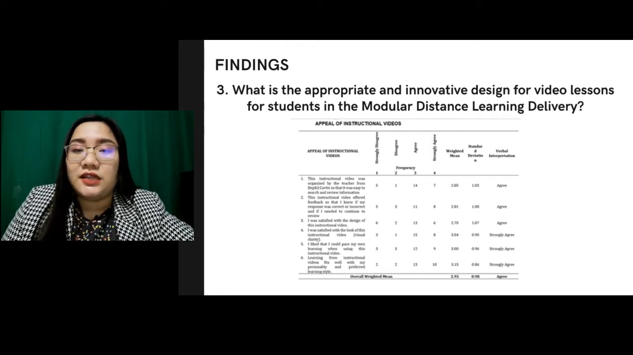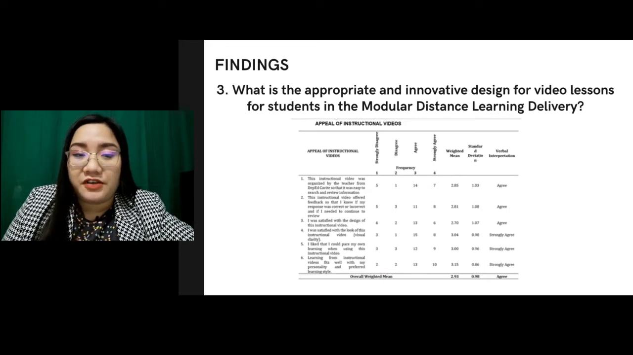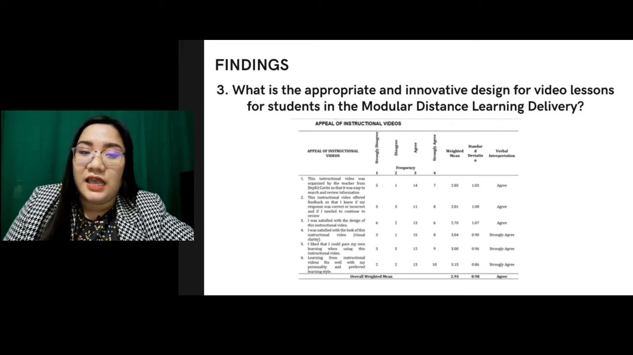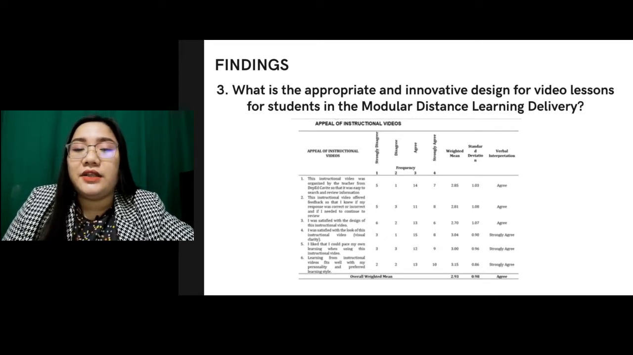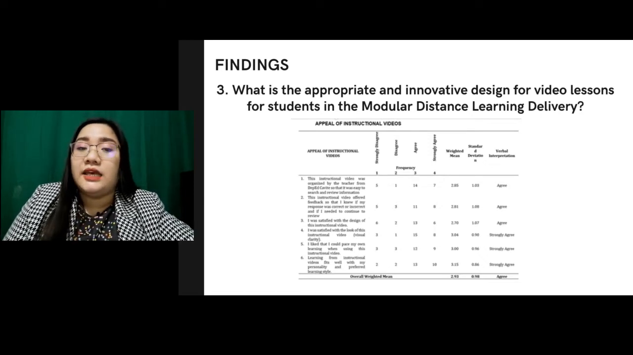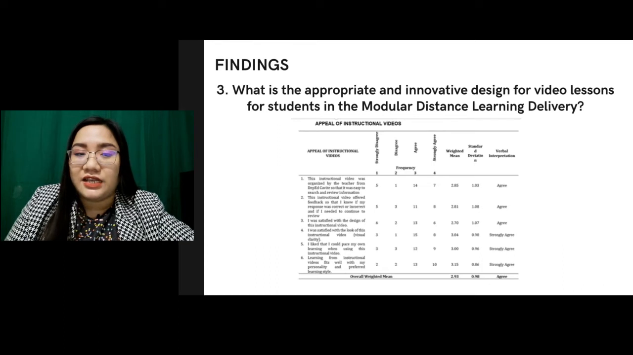However, being satisfied with the design of the instructional video is the lowest contributor, having a weighted mean of 2.70 and standard deviation of 1.07, which is verbally interpreted as agree. This implies that the appropriate and innovative design for video lesson for students in the MDL gathered a weighted mean of 2.93 and a standard deviation of 1.98, which is verbally interpreted as agree.